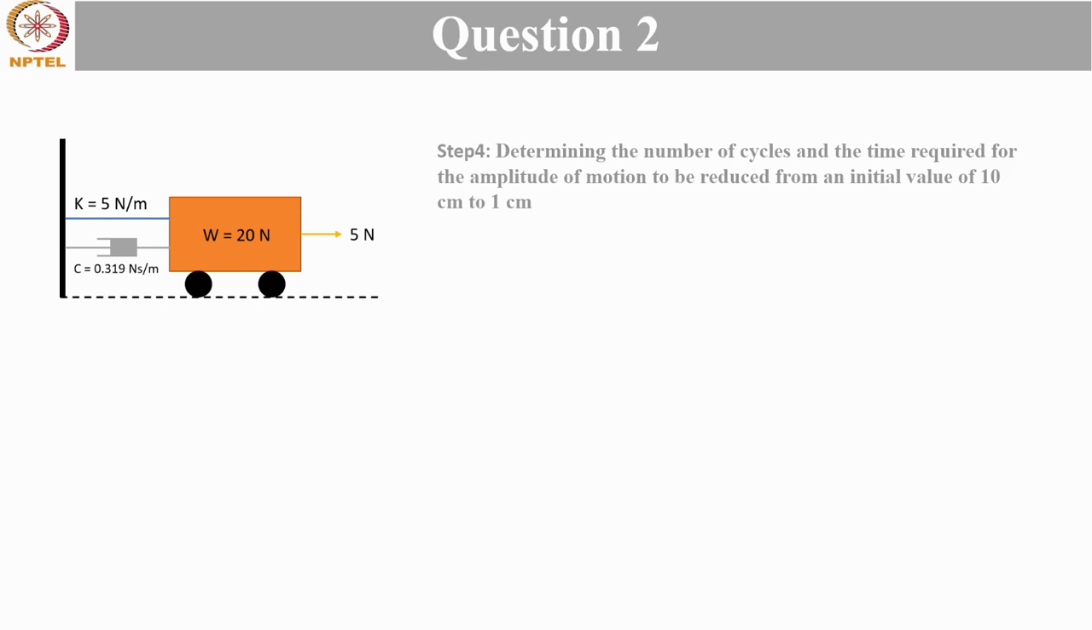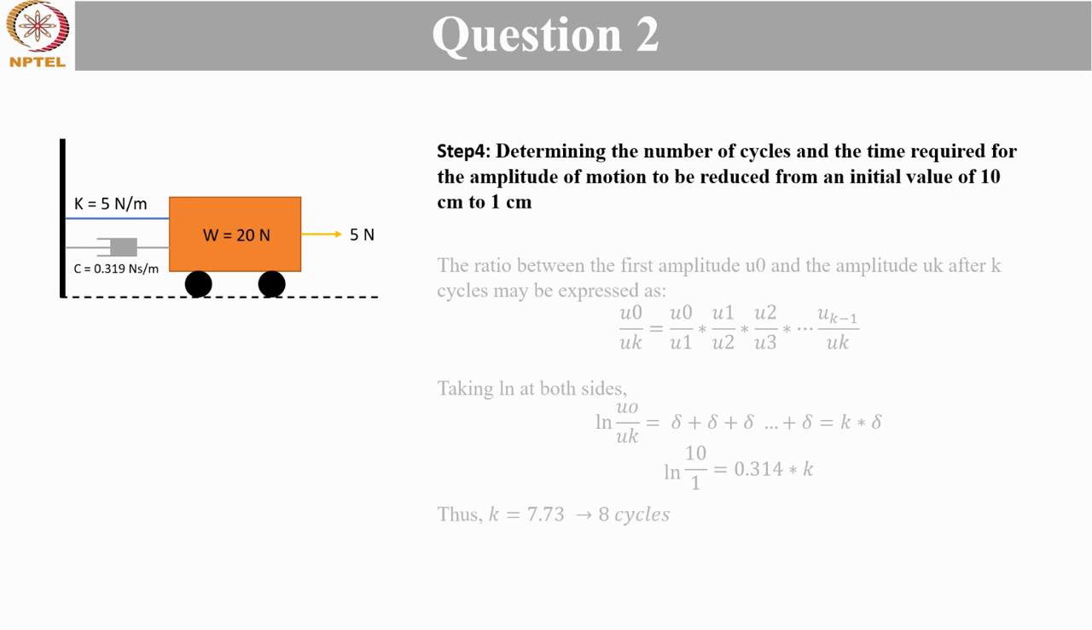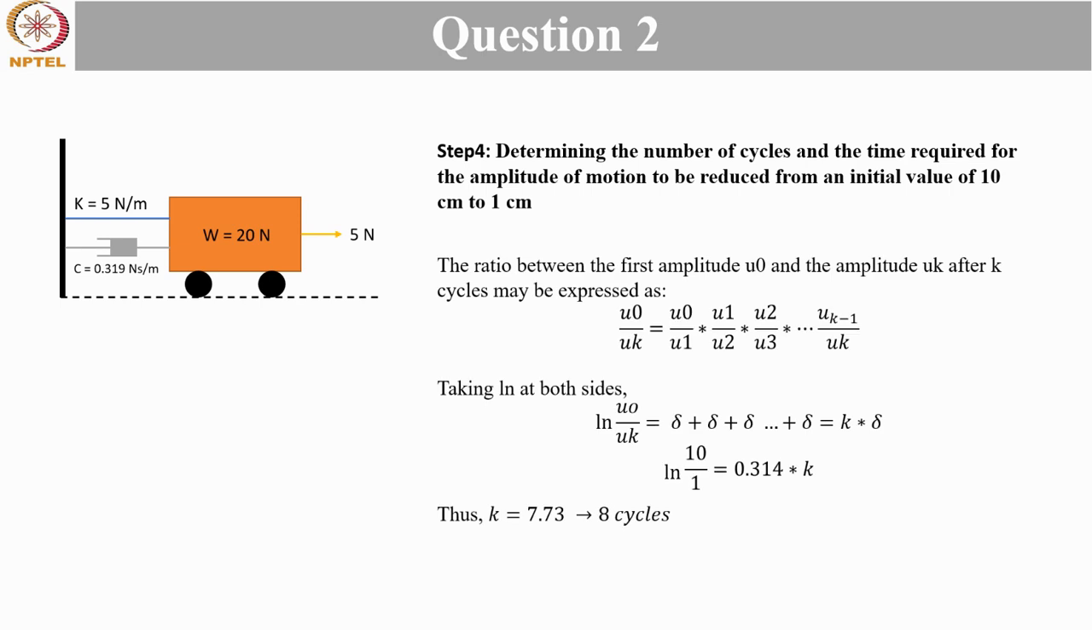Now we have estimated all the basic parameters of the system. So we will move on with the final part of the question, that was determining the number of cycles and the time required for the amplitude of motion to reduce from the initial value of 10 centimeter to 1 centimeter. Now how will this happen? Because there is damping in the system, slowly the amplitude will reduce, but we don't know in how many cycles and how much time it will take for the amplitude to reduce. So first we'll calculate the number of cycles.